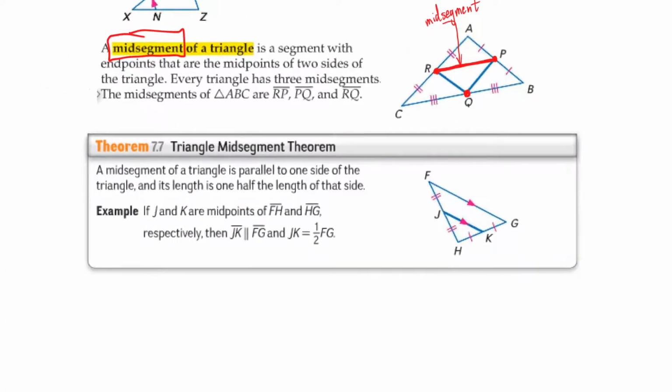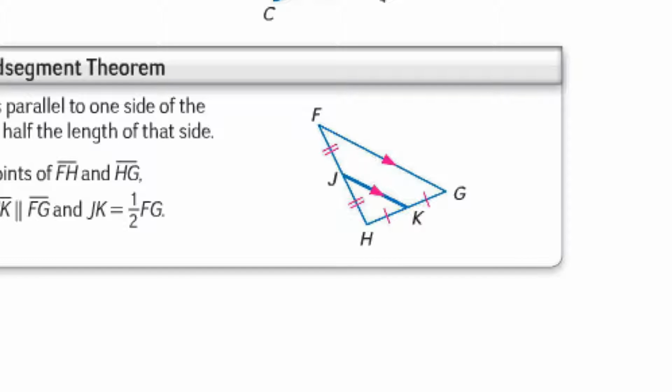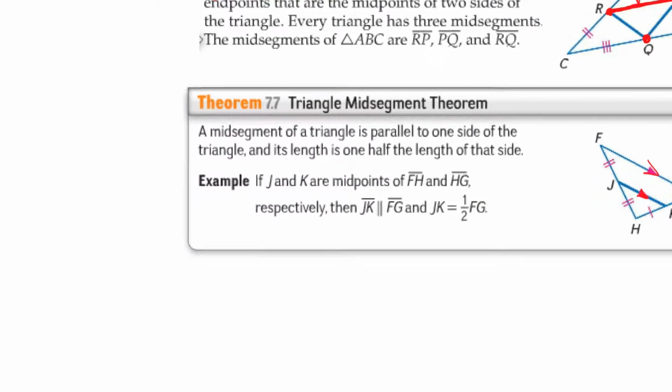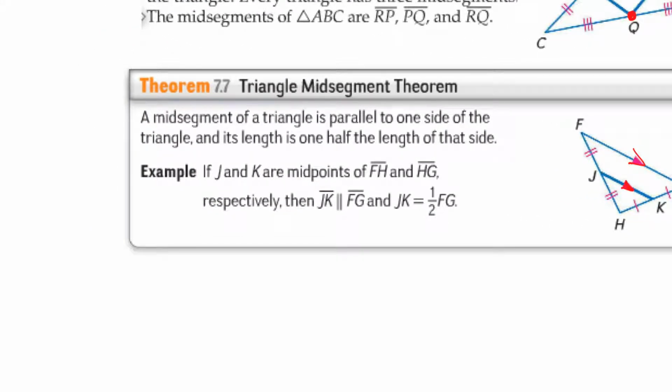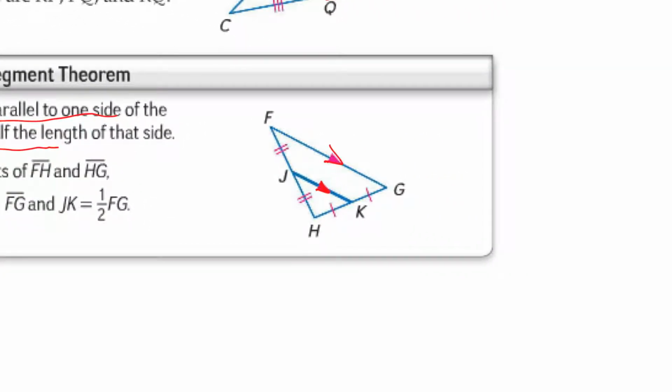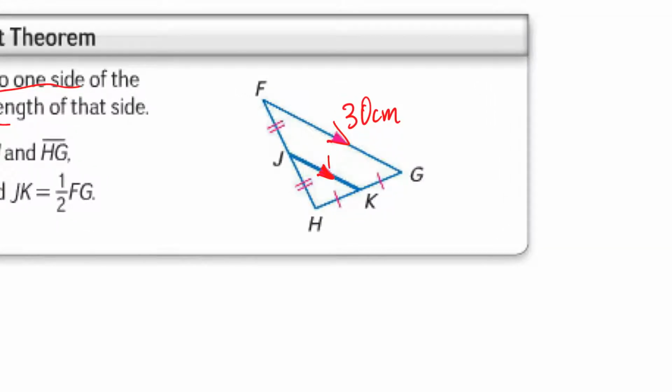There are 2 things about a mid-segment. Number 1 is that it's parallel to a side. The other main thing is that the mid-segment is half the length of the side it's parallel to. That's what this says: a mid-segment of a triangle is parallel to one side, and it's 1/2 the length of the side. For instance, if FG here is 30 centimeters, how long is JK, the mid-segment parallel to it? It's 15, half of that. Common sense.